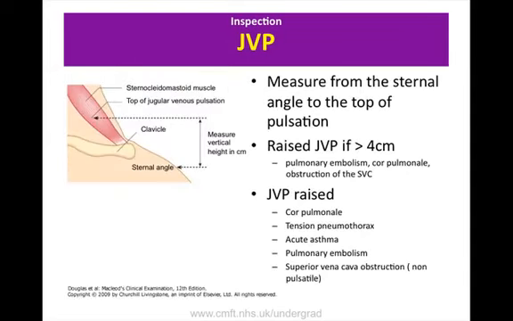When assessing the height of the JVP, you measure the vertical distance from the sternal angle to the top of the pulsation. The normal JVP should be less than 4 centimeters. This should be expressed as so many centimeters raised, as you must add 5 centimeters to the visible JVP to give the actual JVP. For the respiratory examination, the JVP is raised in cor pulmonale and superior vena cava obstruction.